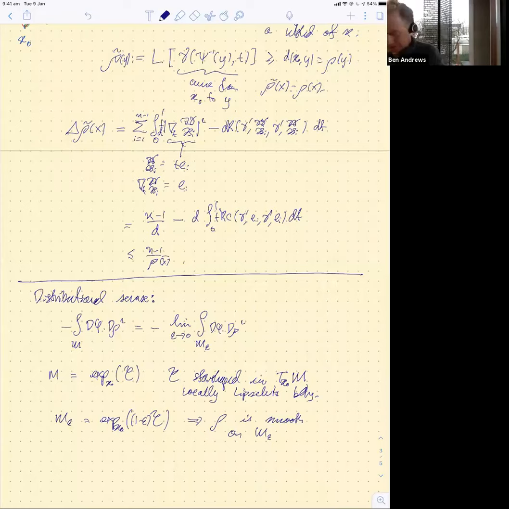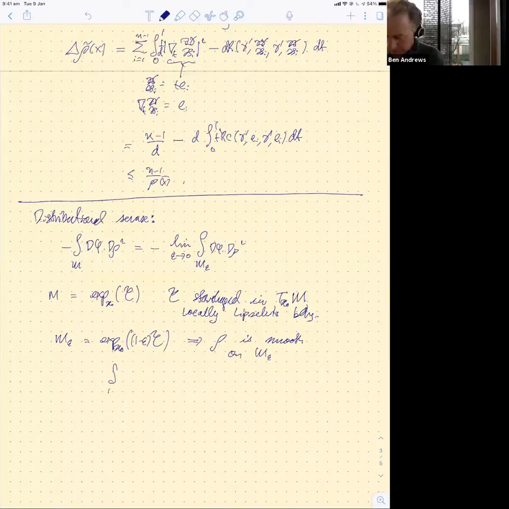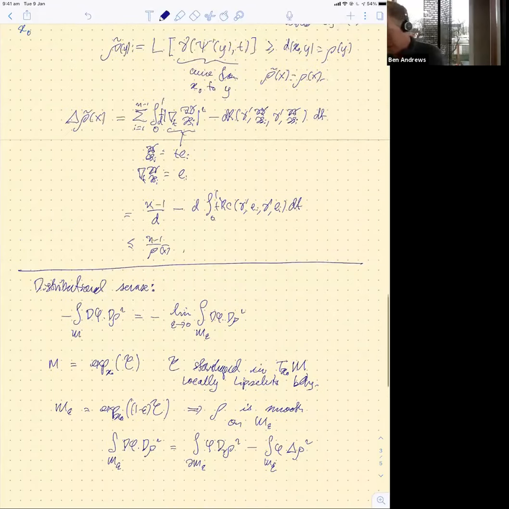Okay, and the fact that this limit holds is just the fact that the volume of m without m epsilon is small. It's just a simple calculation. Okay, so on m epsilon, I can integrate by parts. So I get the integral over m epsilon of d phi dot d rho squared, is, okay, now I get a boundary term. I get the boundary of m epsilon, phi times the normal derivative of rho squared. And then I get minus the integral over m epsilon of phi times the Laplacian of rho squared, because rho squared is smooth here. So now I can use the smooth case, which we incidentally just proved in this part up here.